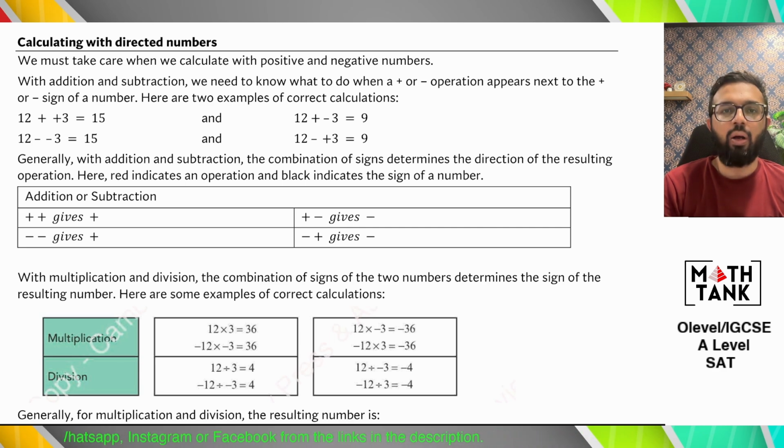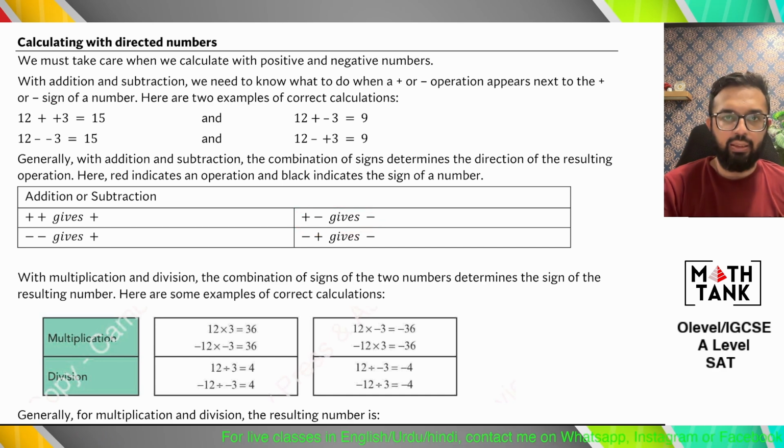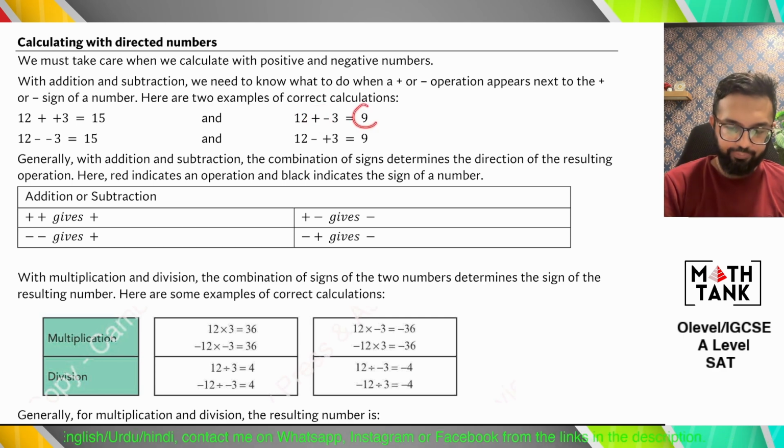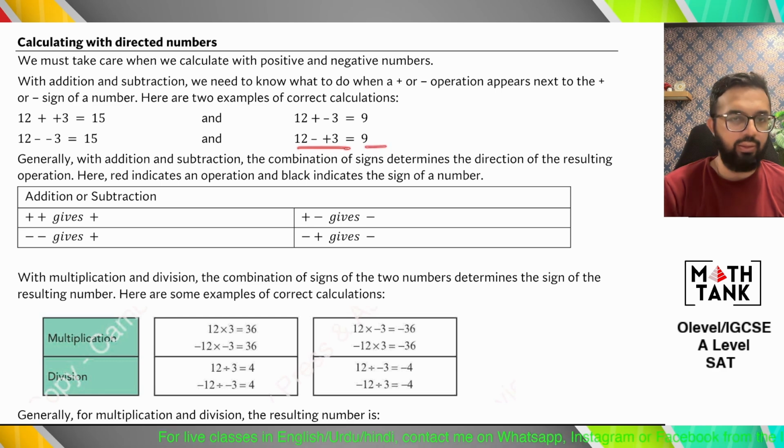There are two examples of correct calculations. You see a plus and plus gives you plus, so this becomes 12 plus 3, which is 15. A plus and minus gives you a minus, so 12 plus minus 3 means 12 minus 3, and that gives me a 9. A minus and minus gives plus, so 12 minus minus 3 becomes 12 plus 3, and that gives you 15. And a minus and plus gives you a minus, so 12 minus 3 gives 9. Generally, with addition and subtraction, the combination of signs determines the direction of the resulting operation.